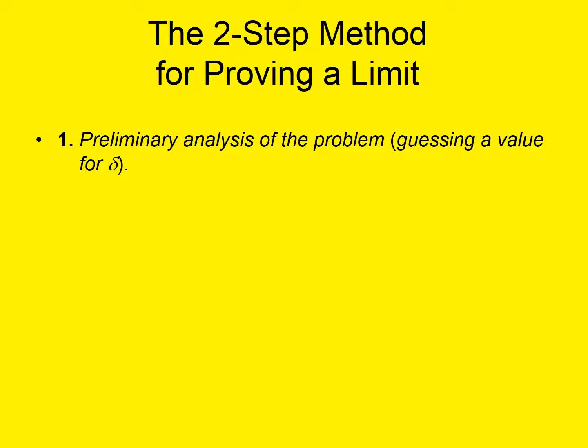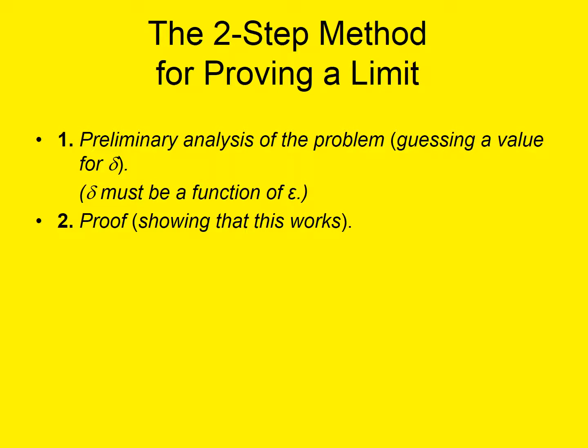Step 1 is a preliminary analysis of the problem, guessing a value for delta. It's not much guesswork there. In this problem anyway, the delta that we got was found in a very straightforward, step-by-step way. Delta must be a function of epsilon, right? So delta was epsilon over 4. Delta is a function of epsilon. And then step 2 is the proof showing that this works, which is, in a way, trivial, because if you get the right delta, then it's going to work. It's just a matter of stating it in a way that is acceptable if you're going to say that you've proven something. And so that right there is a good case to study for the problem that you're going to have to do many times of proving a limit.